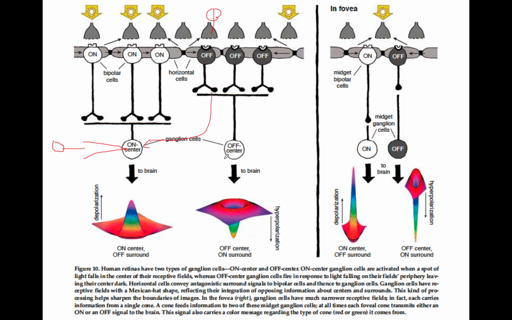And here is an off-center ganglion cell. This means that when you shine a light here, the cell becomes hyperpolarized, doesn't fire as much, and then as you move out into the surround, it becomes depolarized more, and so the hat is inverted.